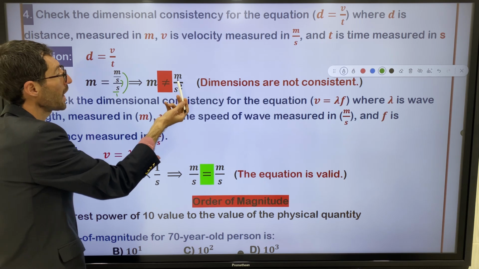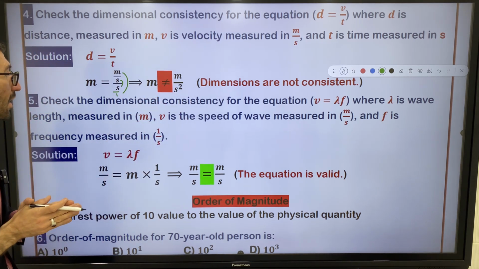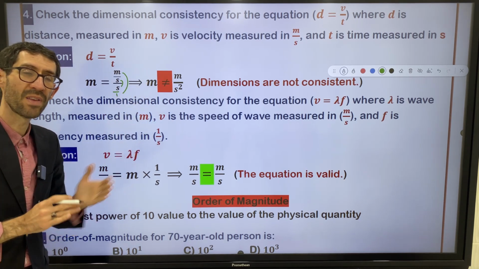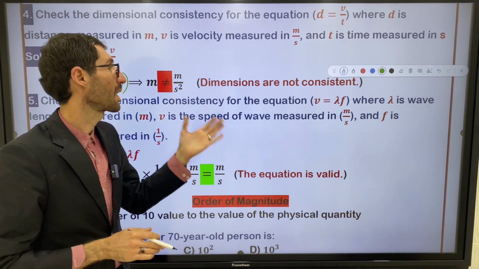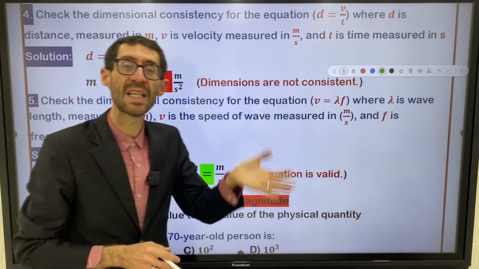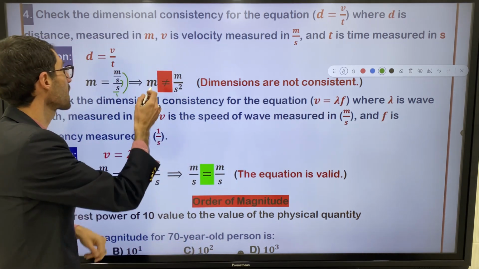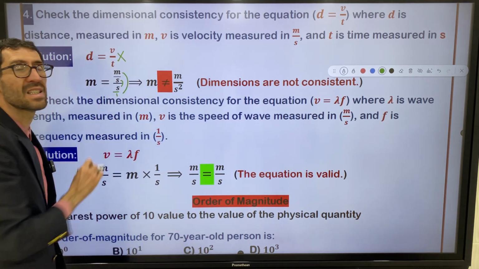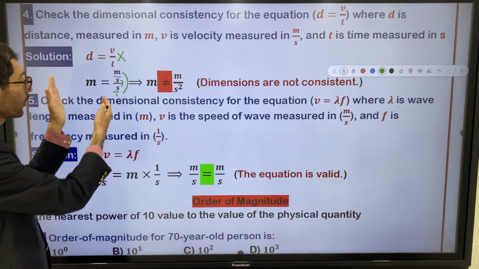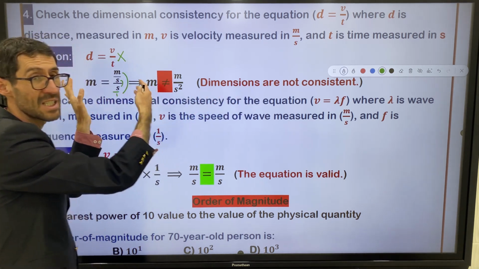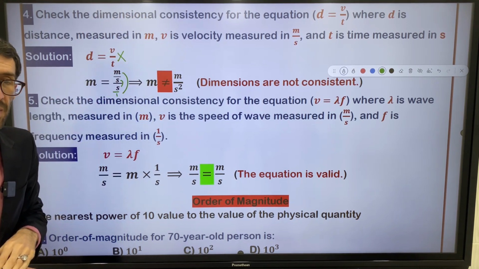That's why the right side does not coincide with the left side, so the equation is not valid. There's no dimensional consistency here. Dimensions are not consistent. So this rule is wrong. It's not accepted. So this is the solution actually. You have to write only this part. So you check the rule by means of dimensional analysis.